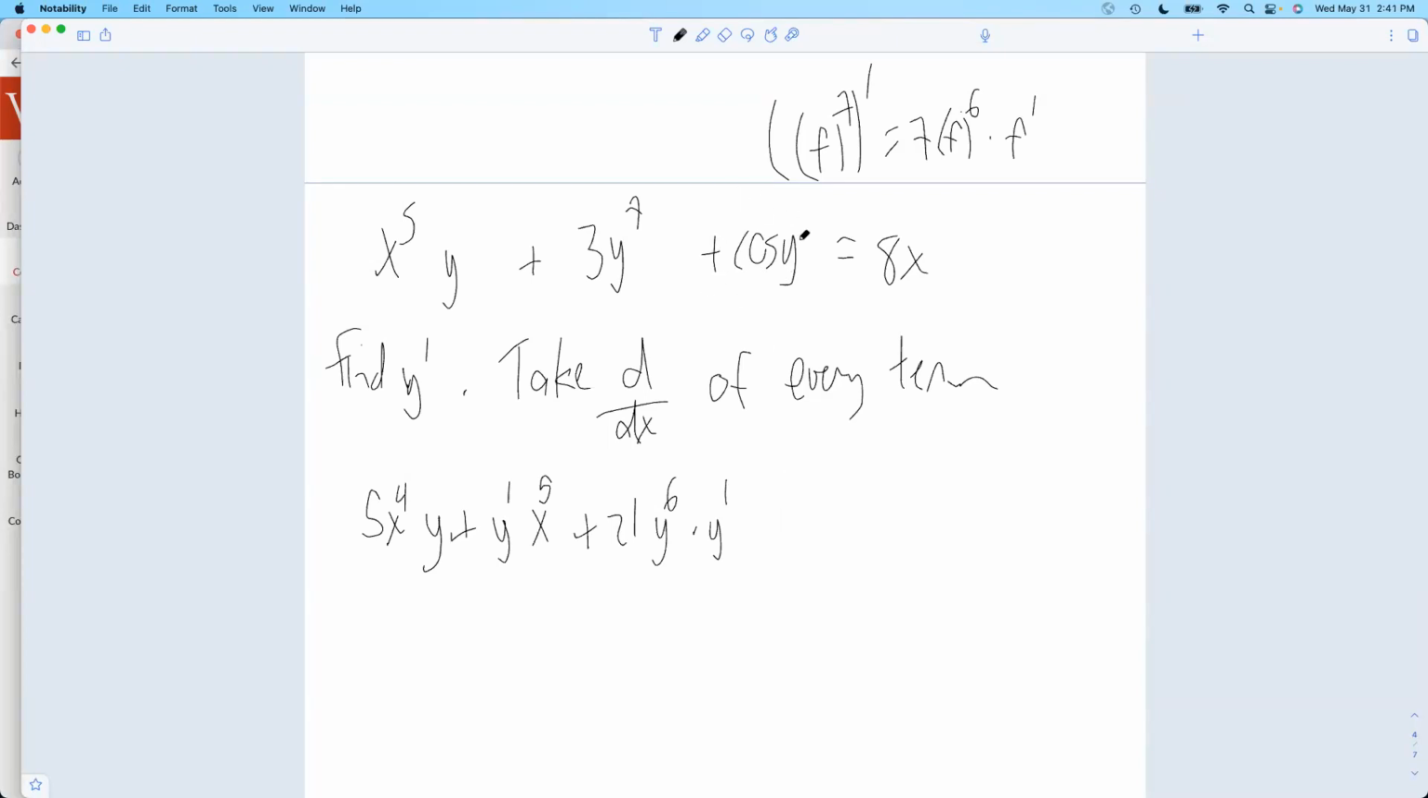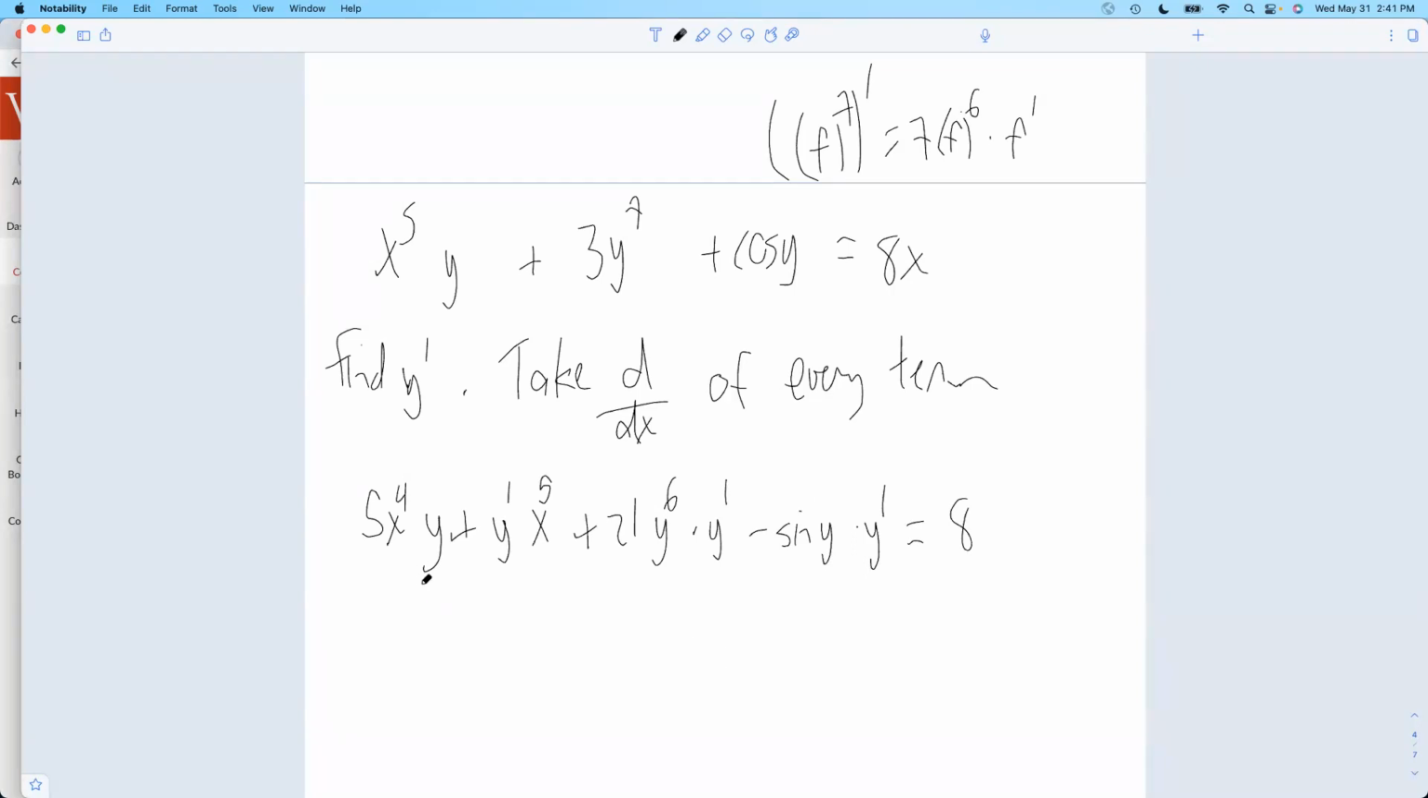Next, cosine of y. The derivative of cosine of anything is negative sine of the same thing times the derivative of whatever's inside. It's chain rule. Derivative of y is y prime. Over on the right side, derivative of 8x with respect to x is just 8.